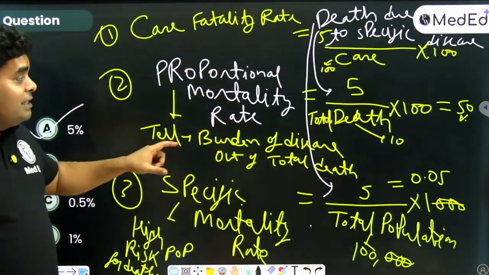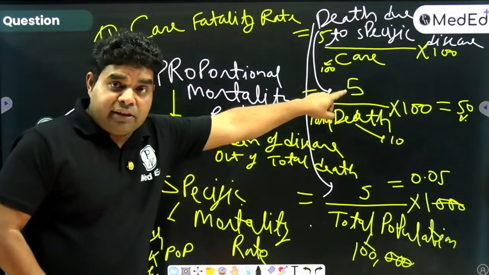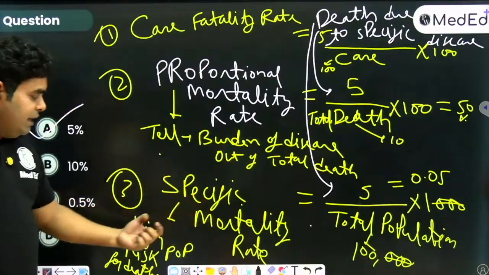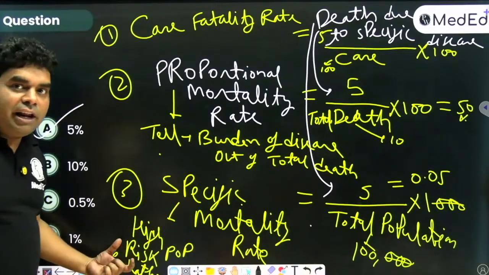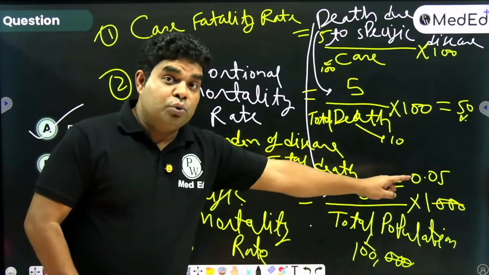Proportional mortality rate tells us the burden of disease out of total death. It is death due to specific disease by total death into 100. And specific mortality rate tells about high risk population for death. It is death due to specific disease by total population into 1000.